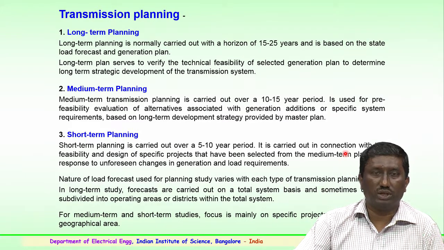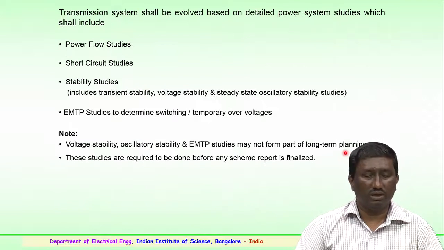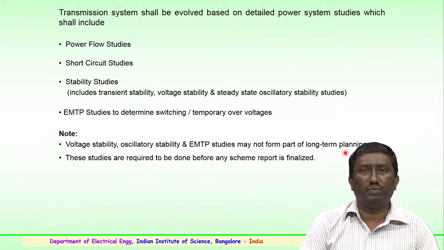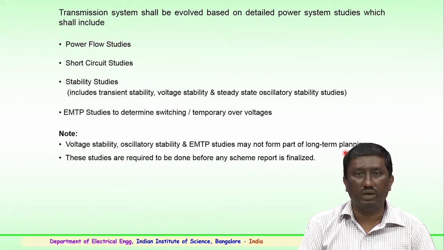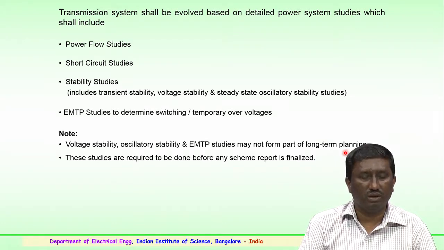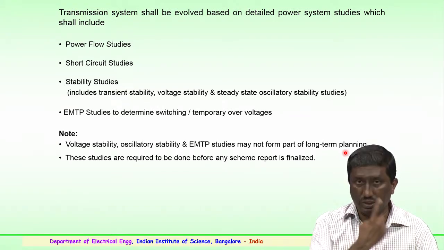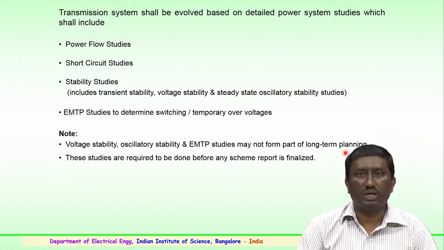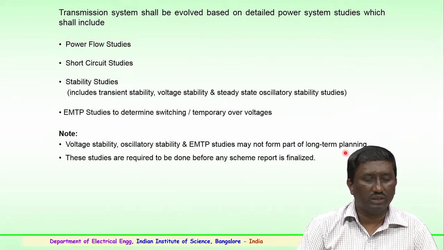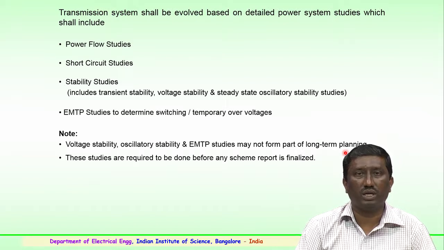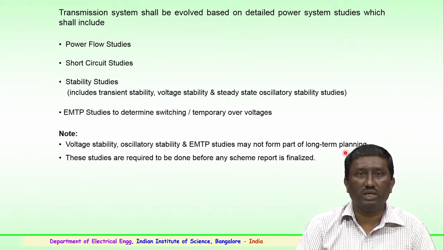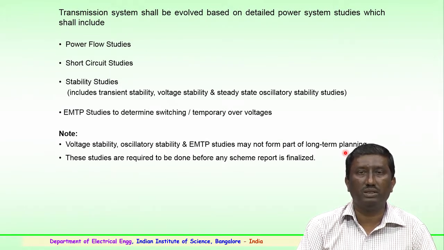So, this is how transmission planning is normally done, and the transmission system is normally evolved based on detailed power system studies which include the following. For any planning of transmission or distribution, these pertinent studies have to be conducted: the power flow study, the short circuit studies, and the stability studies. The stability studies include transient stability, voltage stability, and steady state oscillatory stability studies.